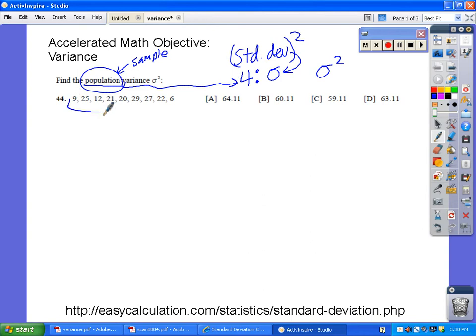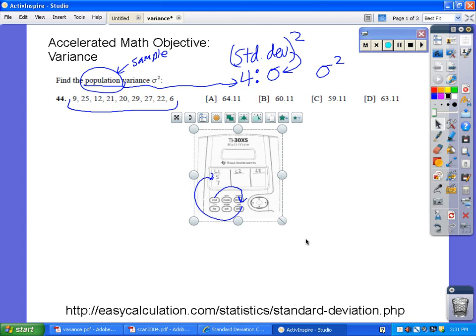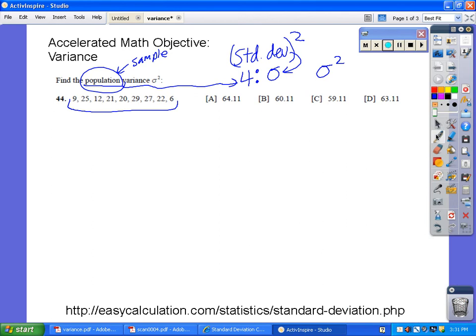So we're taking these things and putting them into the list feature. We're using data, and we put the data in here, and then we do second stat, which is the same key but just the second function, and then we pull out the statistics from that list. We're looking at number 4 on that list, but that's not variance.